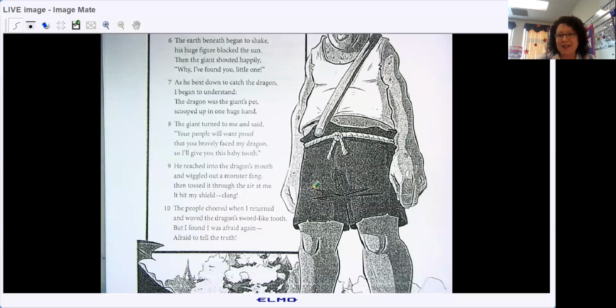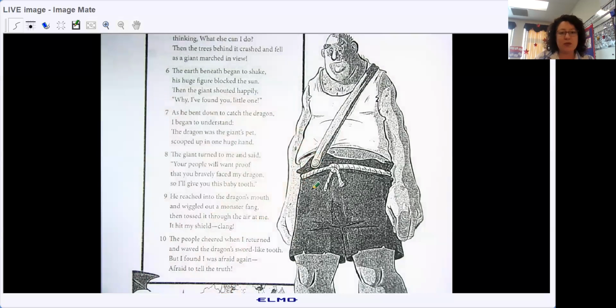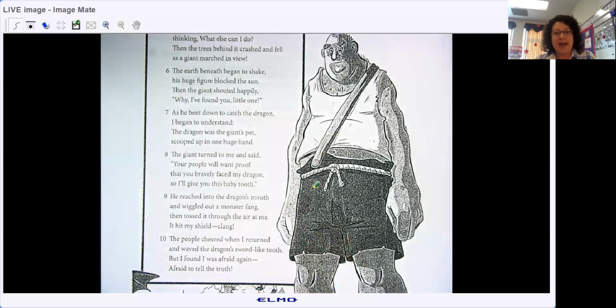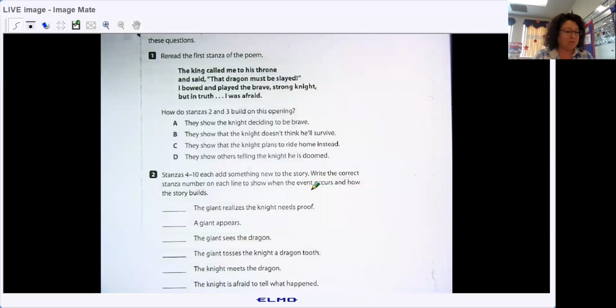So that worked out a lot differently than maybe you thought, right? The dragon was the giant's pet. The giant understood that the knight was supposed to kill him, so he gave him a tooth to prove to the other villagers that he did kill him when he really didn't. But now he was afraid to tell the truth. That's a good poem, right?